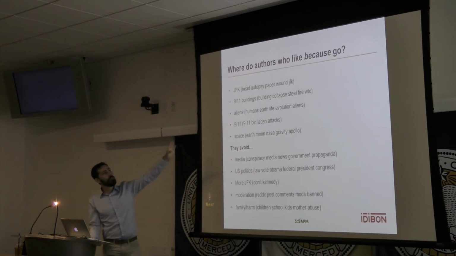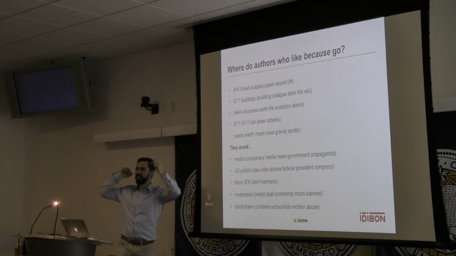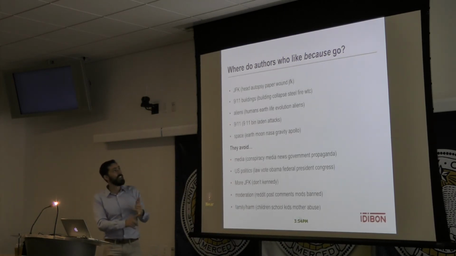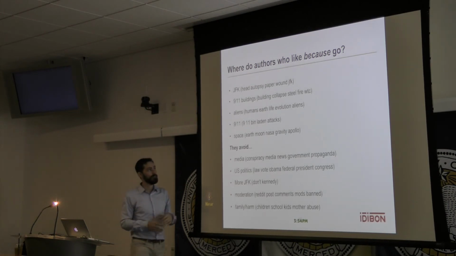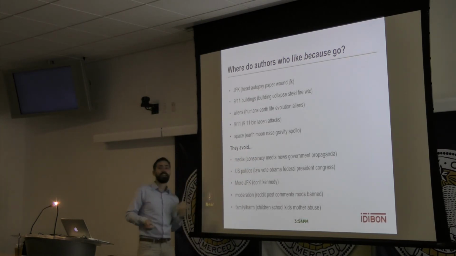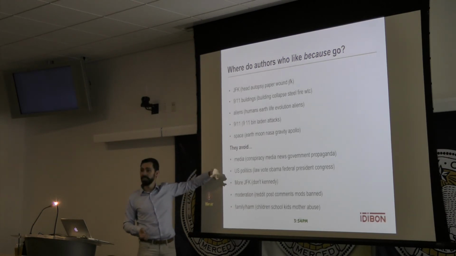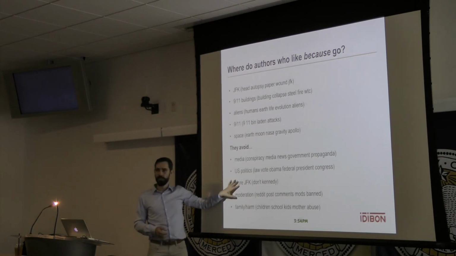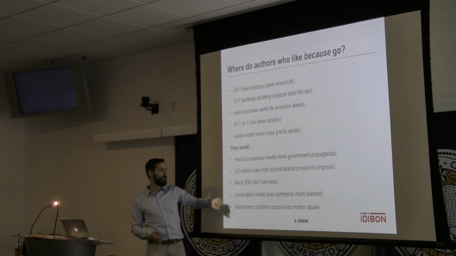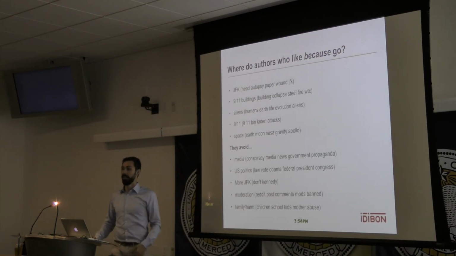So authors who like because really go to these topics. Our top users, the people who are becausing all over the subreddit, they go to JFK stuff, they go to 9/11 buildings, they go to aliens, they go to the other 9/11, which isn't about the buildings being destroyed, and they go to space. You know, sort of all kinds of conspiracy around that. And these big becausers don't go to media, they don't talk about US politics. There are two JFK conversations. One is kind of about autopsies. The other one is more general purpose, and they're not going to that one. And they tend to not go to moderation, and there's a family harm topic as well, and they don't go there.